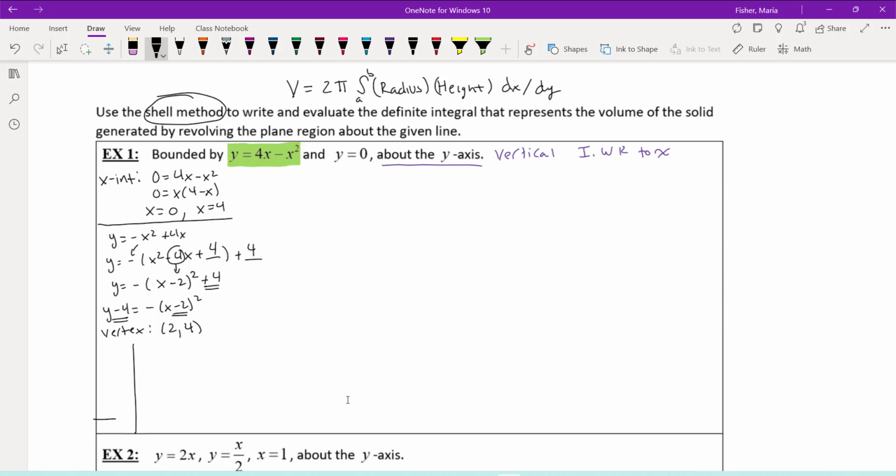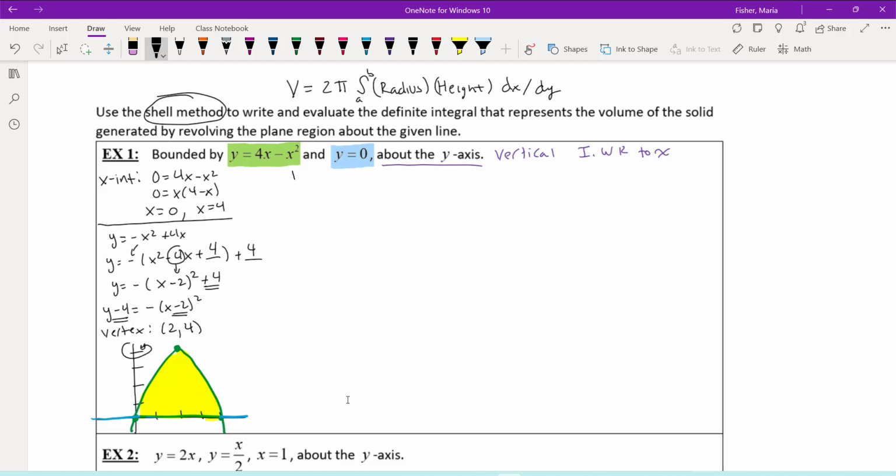Going ahead and graphing this now. Our vertex again is 2, 4, and we cross the x-axis at 0 and at 4. It's a parabola that opens down, so we just finish it off. The other thing we're bounded by is y equals 0. Well, that's easy to draw. That's just the x-axis. So the region that we're looking at is this region right here. And we're going to take this region and we're going to revolve it around the y-axis.